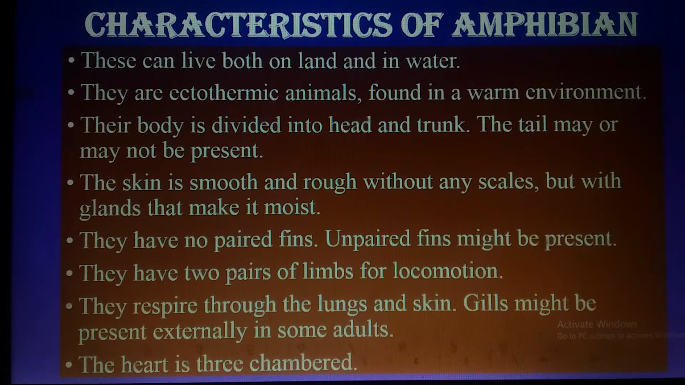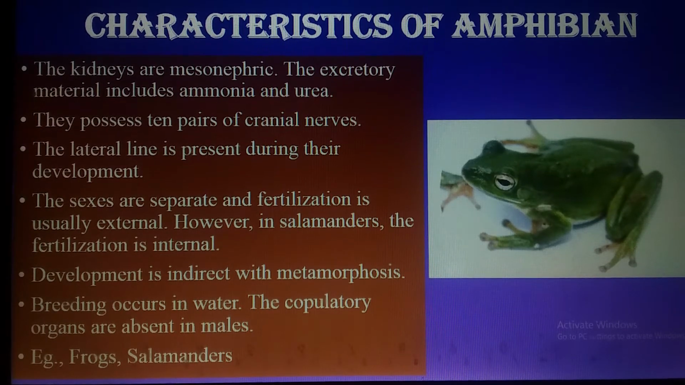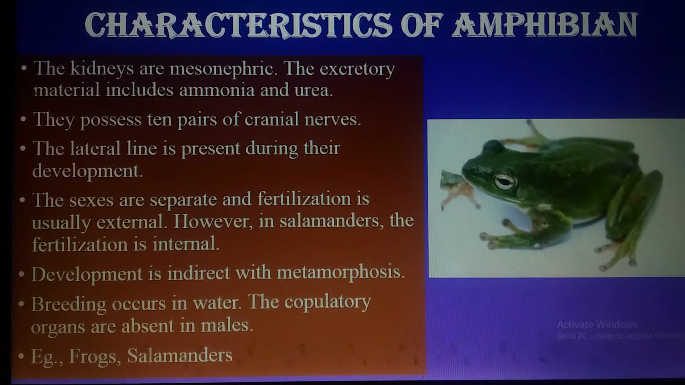I will explain it. In the circulatory system, the heart consists of two auricles and one ventricle. Now, the kidneys are mesonephric. What does the word mesonephric mean? Mesonephric is used for the primitive type of kidneys. The excretory material includes ammonia, urea, and uric acid too.